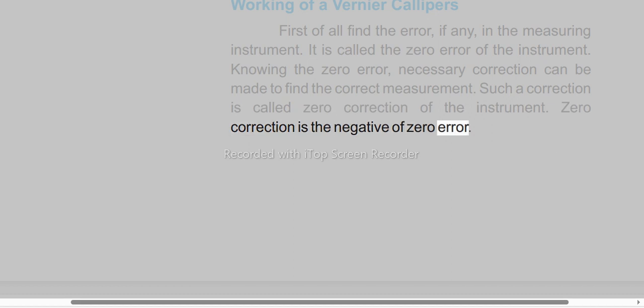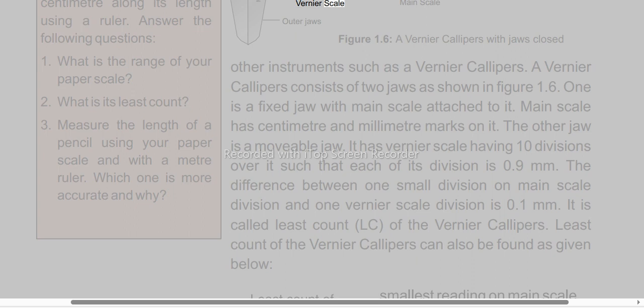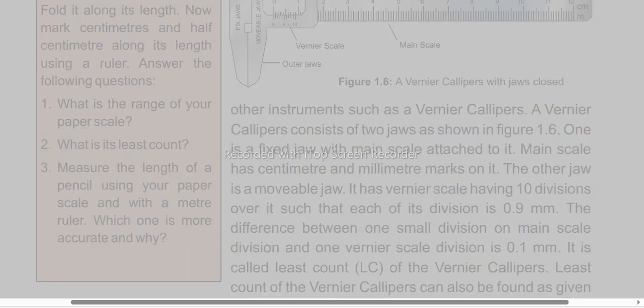Main scale, outer jaws, vernier scale. 0, 1, 2, 3, 4, 5, 6, 7, 8, 9, 10, 11, 12 centimeters. Fixed jaws 0, 5, 10. Movable jaws.